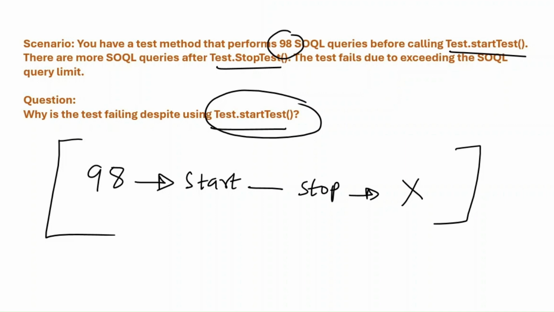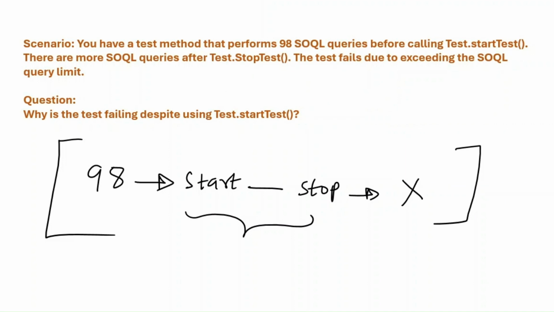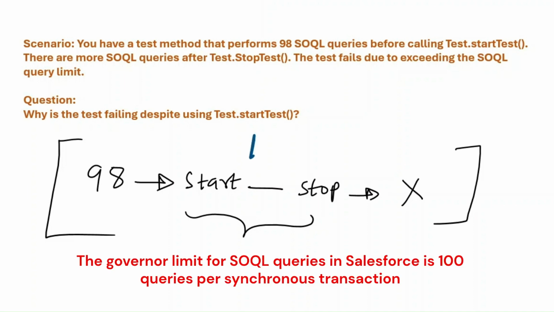Now why did this happen? Because this should give us a new set of governor limits, right? Here we should not get an error that you have exceeded DML limit, you have exceeded SOQL limit. We should not get this error, right? So this happened because, now understand this very carefully, between start and stop, you get a new set of SOQL limits. So now between this, you can perform 100 SOQL queries.